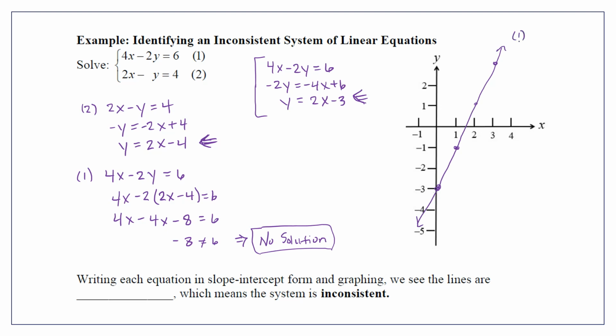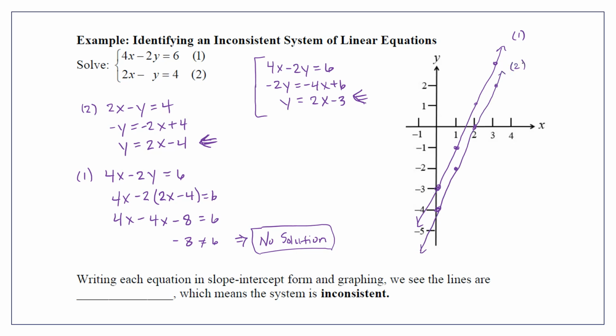And that's for equation 1. Then we can plot equation 2. My y-intercept is negative 4, and my slope is 2. So I'll rise 2 over 1, rise 2 over 1, rise 2 over 1. And then I'll connect my dots. Okay. And that's for equation 2.